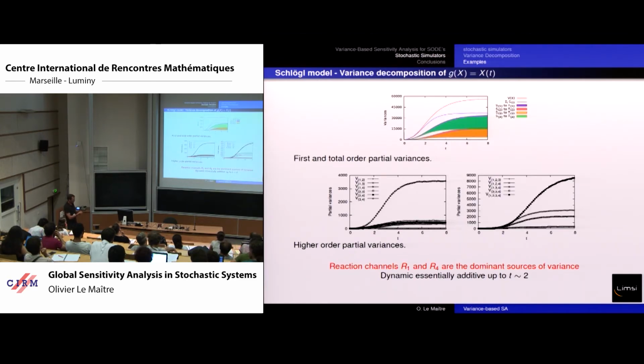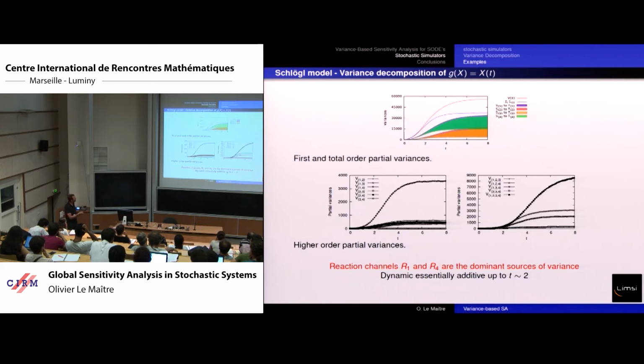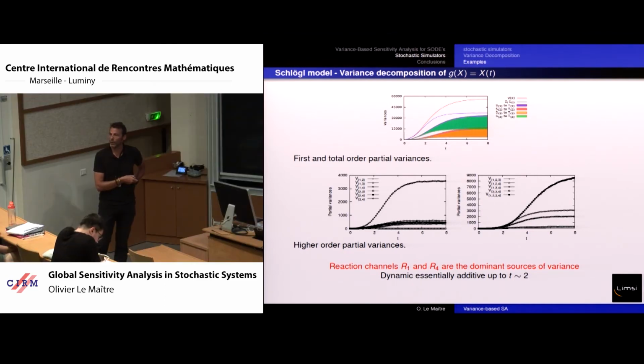So for this system, when we carry out the analysis we had before, so we want to characterize the effect of the 4 channels that we have, this is what we obtain. The variance is essentially due to the first and fourth reactions, while the second and third are much less important. We see that we have strong interactions. Okay, but the main conclusion is that the first and fourth reactions are the dominant ones in terms of inducing variability.